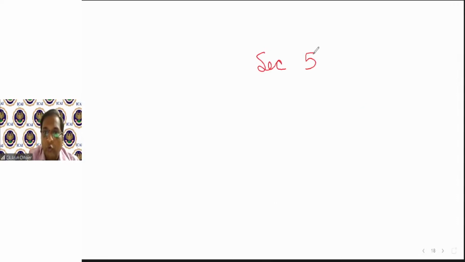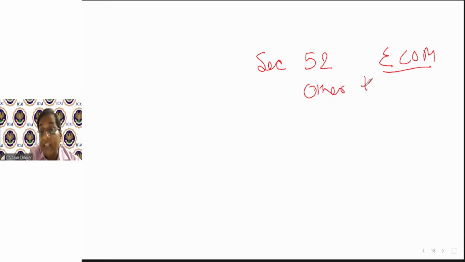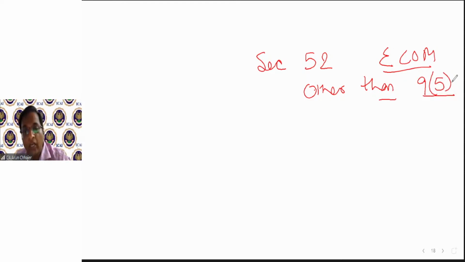Section 52 is for e-commerce operators other than those under 9(5). See, I am only telling you these things for your understanding, but they are not relevant from the exam point of view. What is 52? What is 51? What is the reverse charge? And what is 9 subsection 5? You are not required to know these. But if I don't explain, you will not understand this section 24. Okay? So I am going into the detail only so that you have clarity on section 24. You do not need to study these provisions.